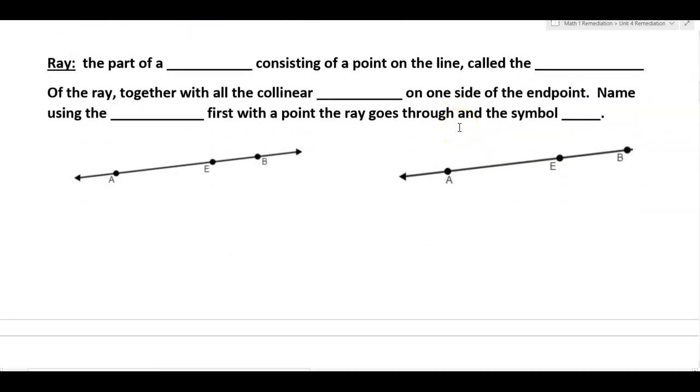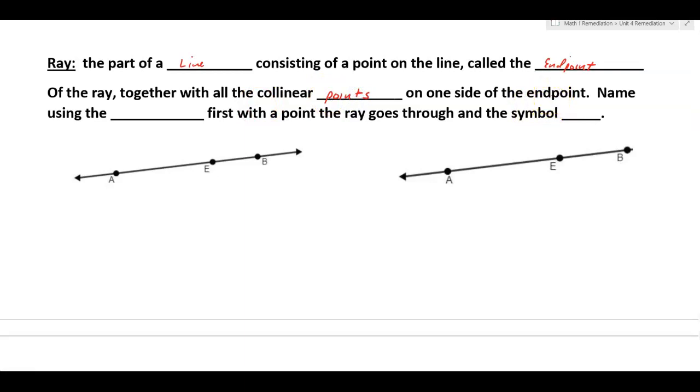Now a ray, very similarly, is the part of a line consisting of a point on the line called the endpoint, of the ray together with all the collinear points on one side of the endpoint.